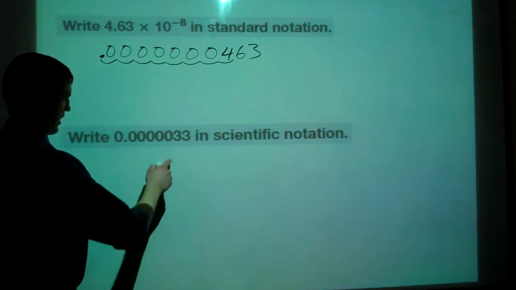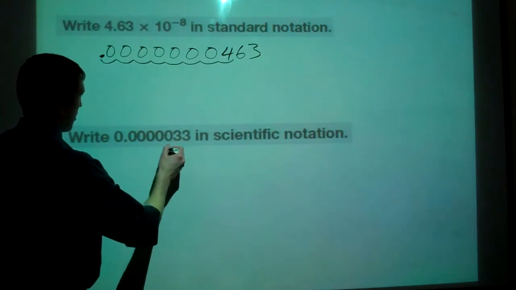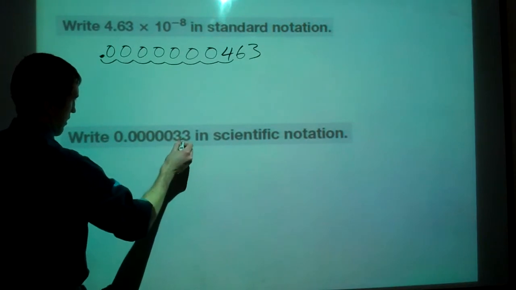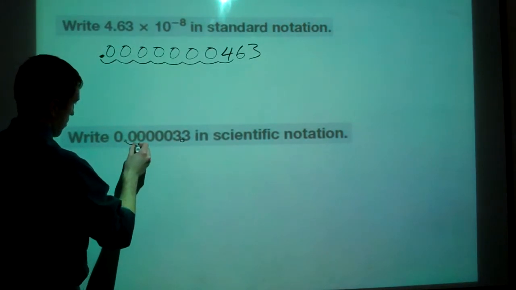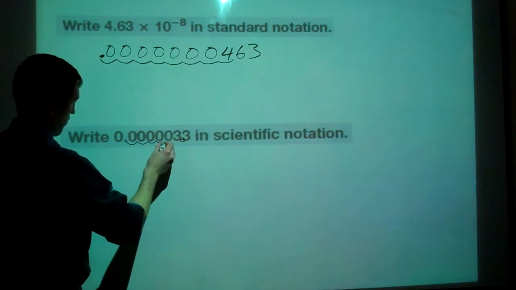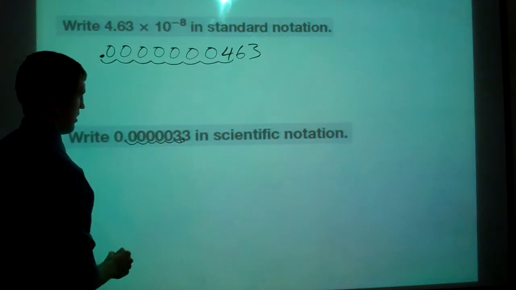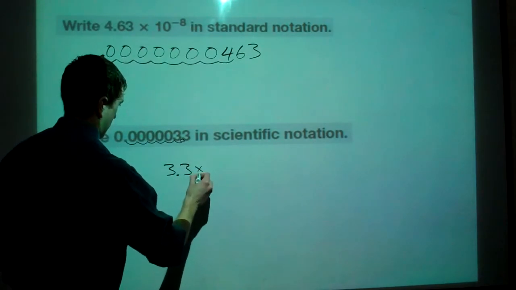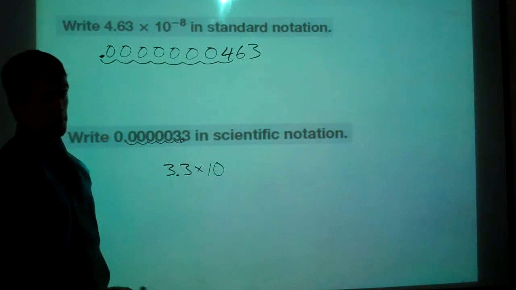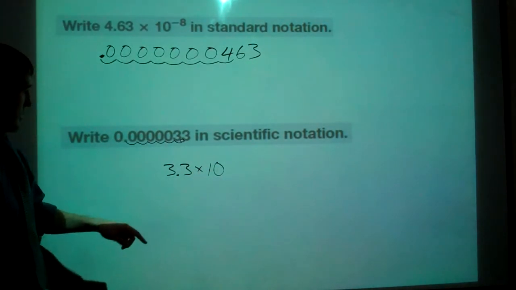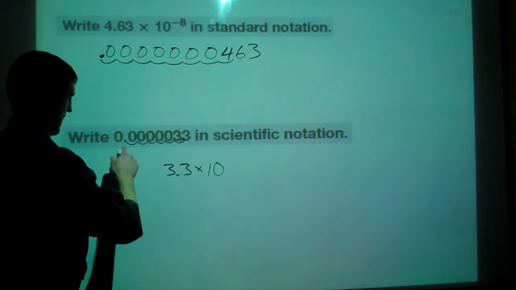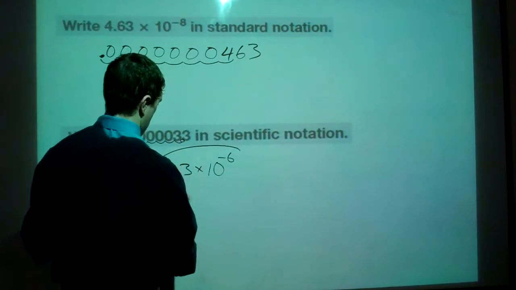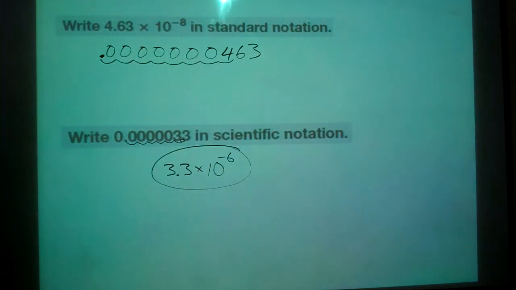So what we want to do is get it so that there's only one number to the left of the decimal point. So we want to get that thing right there. 1, 2, 3, 4, 5, 6. So 3.3 times 10 is not to the positive 6 power, it's to the negative 6 power, because in order to get back to this, we'd have to move to the left. So that's how we would write that.